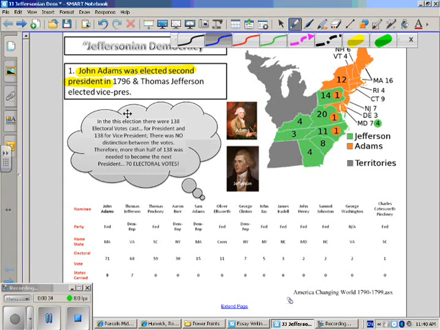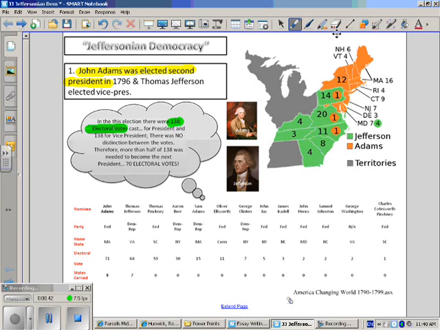What I do want us to note here, as seen in the bubble, is in the United States of America at this time, there were 138 electoral votes. However, each person got to cast two votes, one for president and then one for vice president. So this 138 is actually doubled. And more than half of 138 is 70. So we need someone to obtain 70 electoral votes for president to become the next president of the United States.